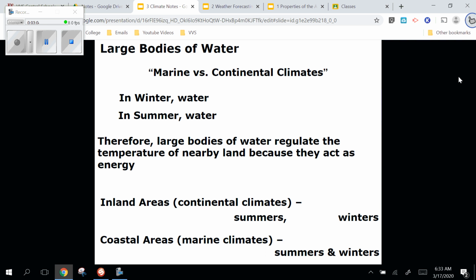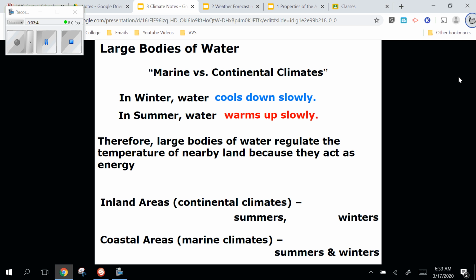Large bodies of water, what we call a marine or a continental climate, depending on where you live. Marine climate, if you live near a large body of water, ocean, large lakes such as the Great Lakes. Continental means an inland area. All right? So this has to do with the specific heat of water. Water has the ability to absorb and hold a lot of energy. So in the wintertime, if you live near water, all the heat energy that's in that water is going to be released to the atmosphere around you, and it's going to keep your winters from getting too cold.